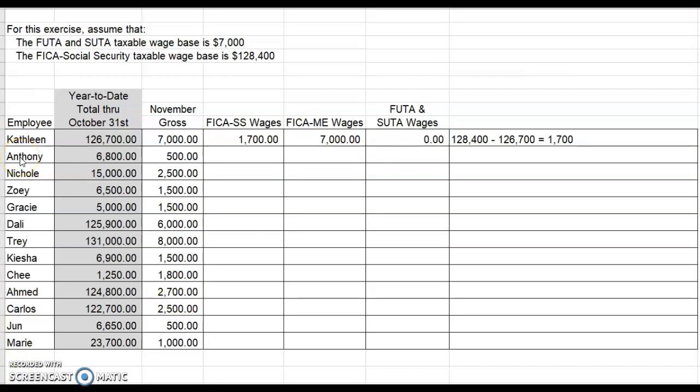Let's do Anthony. Before November, Anthony had already earned $6,800 in gross wage. This is not even close to the FICA Social Security wage base of $128,400. Accordingly, all $500 of his gross wage for the month of November is subject to FICA Social Security tax. So put $500 in the FICA Social Security wages column.